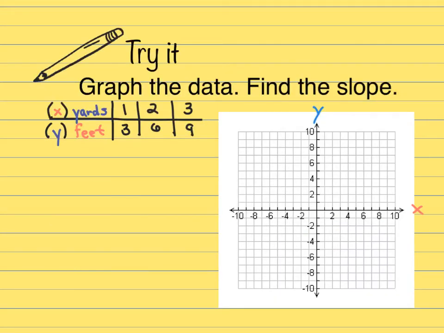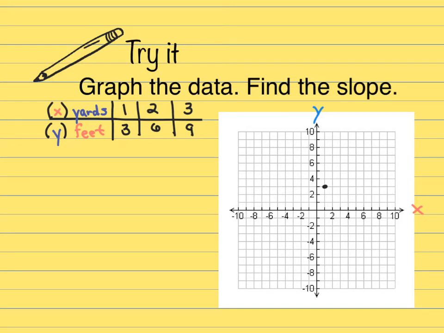Now it's your turn to try it. Graph the data and find the slope. Pause the video and work through the problem on your own. When you're ready, press play and we'll go through the problem together. To graph the data, we have to read the coordinates. 1, 3 is our first ordered pair. So 1 is along our x-axis, and then we rise to the 3 on the y-axis, and we plot our points.